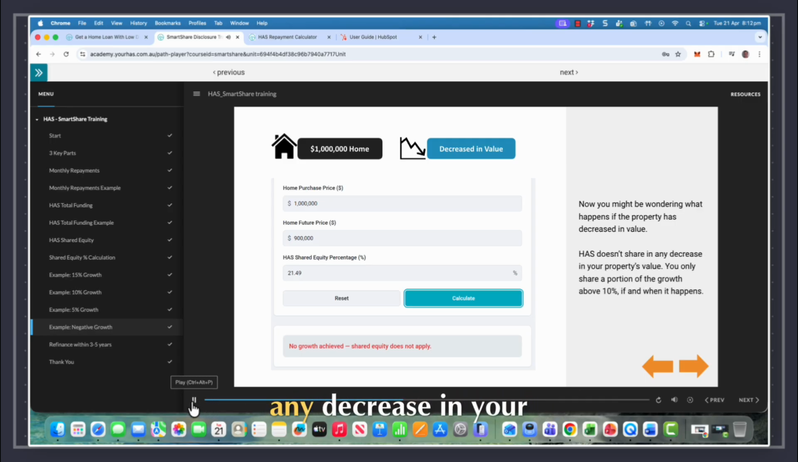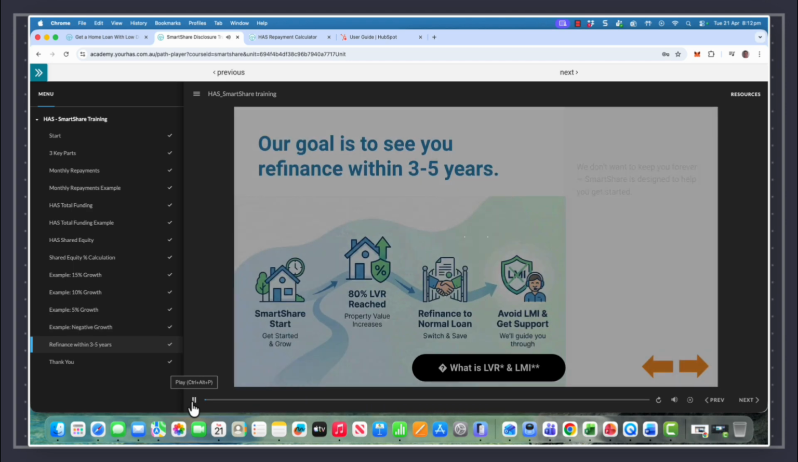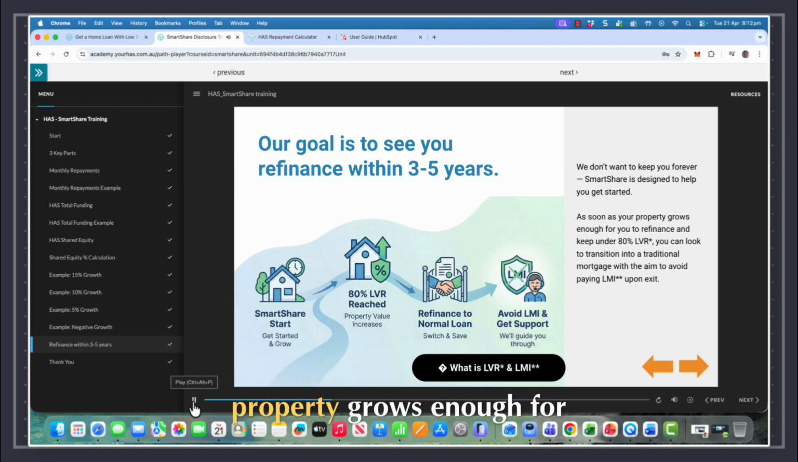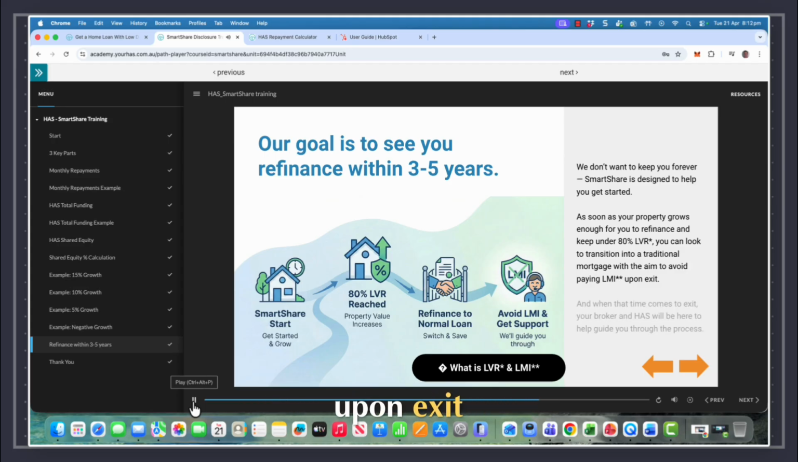Now you might be wondering, what happens if the property has decreased in value? HAS doesn't share in any decrease in your property's value. You only share a portion of the growth above 10%, if and when it happens. We don't want to keep you forever. SmartShare is designed to help you get started. As soon as your property grows enough for you to refinance and keep under 80% LVR, you can look to transition into a traditional mortgage with the aim to avoid paying LMI upon exit. And when that time comes to exit, your broker and HAS will be here to help guide you through the process.